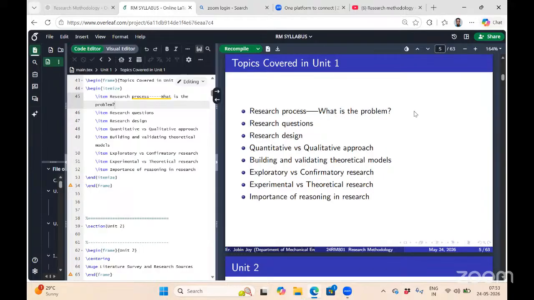What is the importance of reasoning in research, with examples? Reasoning is the logical thinking used in scientific investigation. It helps researchers analyze information and draw conclusions from the results. There are two main types of reasoning: deductive reasoning and inductive reasoning. Deductive reasoning starts from general principles and moves towards specific conclusions. For example, all metals expand when heated.